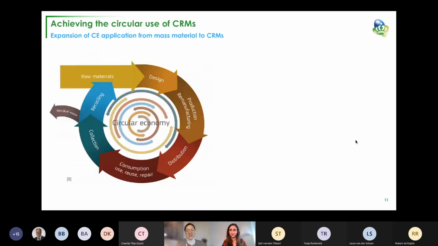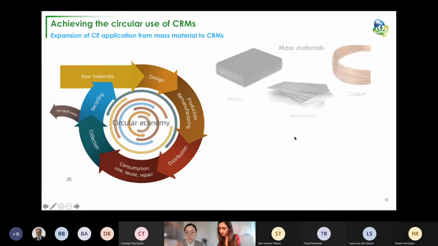Yeah, now I'd like to introduce my research topic on how we are trying to improve the circularity of critical raw materials within KPN's equipment. I'm pretty sure you are aware of the concept of circular economy, where we try to minimize waste and try to extend and maximize the use of resources that are already within the product life cycle.